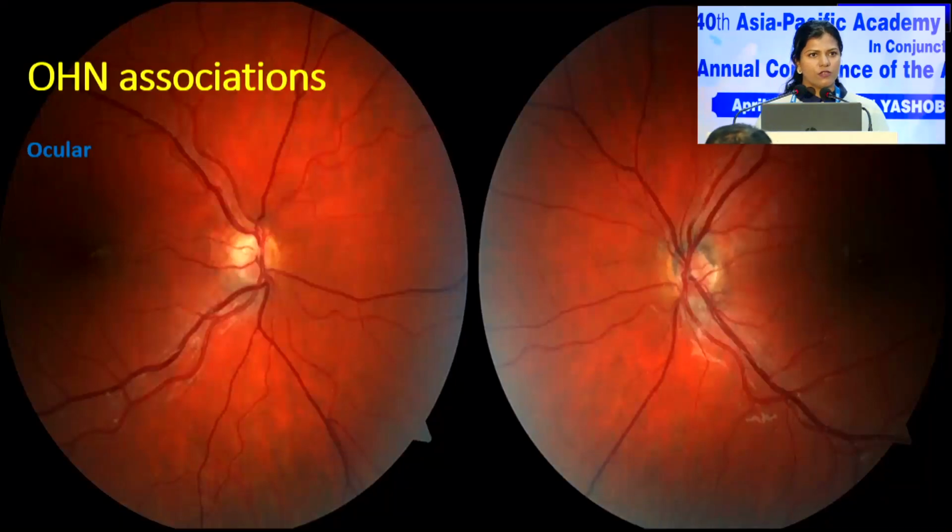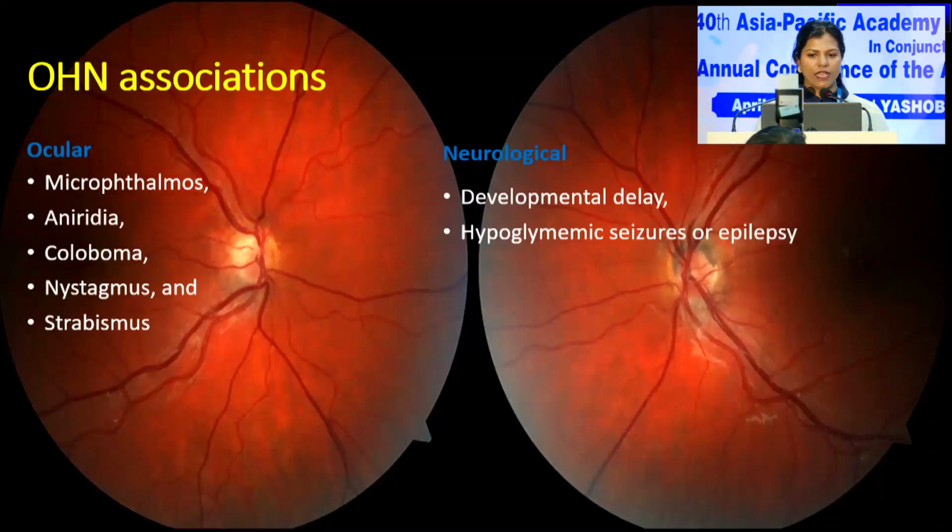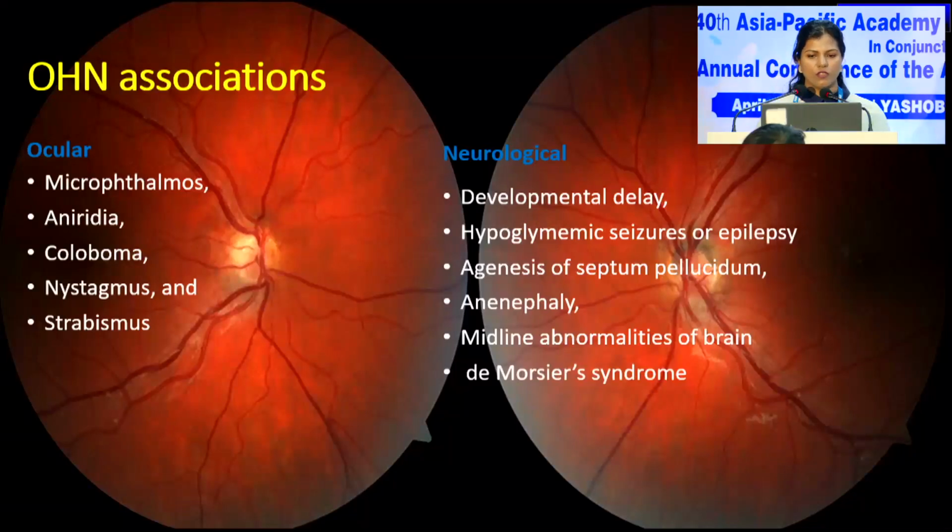If we consider associations, they are divided into ocular and neurological. In ocular, it ranges from microphthalmos to nystagmus and strabismus, while in neurological, it can be developmental delays, seizures, agenesis of septum pellucidum, and De Morsier syndrome.